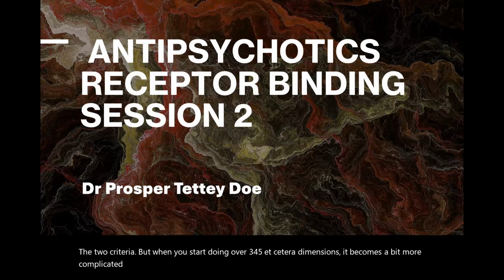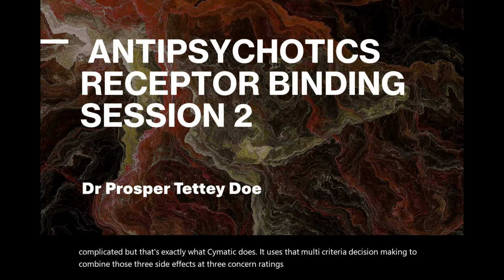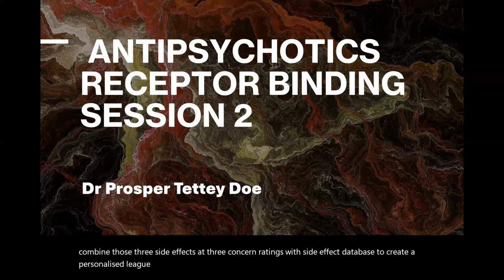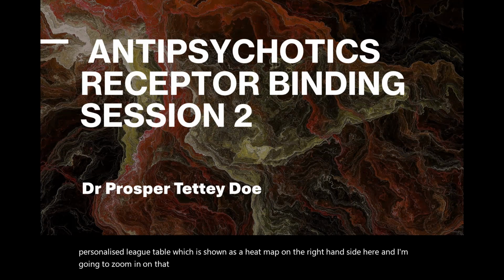But that's exactly what Cymatic does. It uses that multi-criteria decision-making to combine those 3 side effect concern ratings with the side effect database to create a personalized league table, which is shown as a heat map on the right-hand side here. And I'm going to zoom in on that heat map.